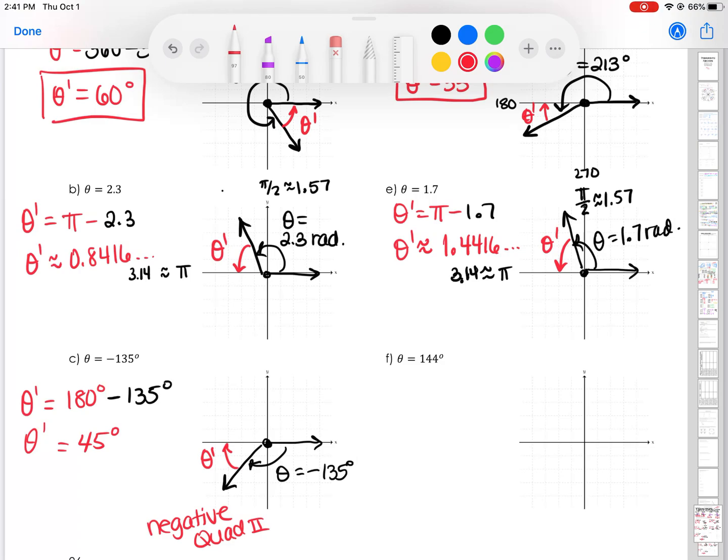Okay. All right, and let's take a look at that last one. We have for quadrant 2 here, right, we're going to land in quadrant 2, 144 degrees. That's somewhere between 90 and 180. So there's my theta, and I want to find my reference angle. So my reference angle is the closest way to the x-axis from the terminal side.